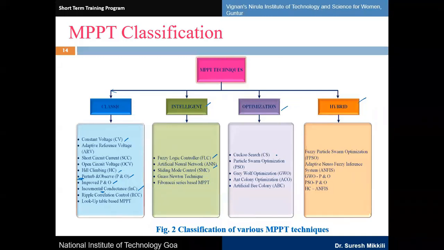There are optimization techniques like the Cuckoo search algorithm, particle swarm optimization, Grey Wolf optimization, and artificial bee colony. There are different optimization techniques. When we consider them individually, performance issues may happen. So people are now working mostly on intelligent and optimization techniques. A few members have already started working on hybrids, like fuzzy PSO.